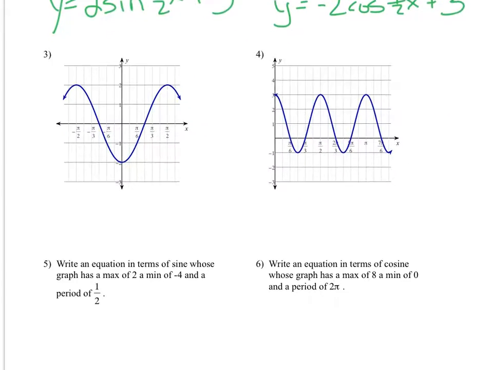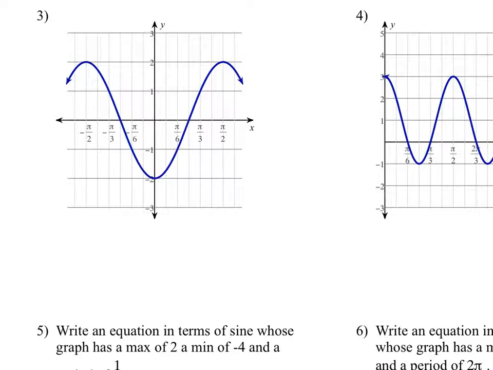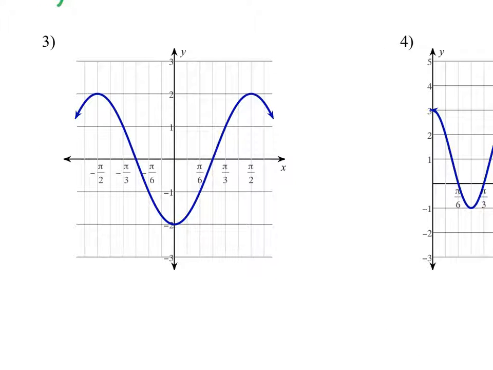Right, over here, number 3, we look at this. Find the midline. So 2 is the max, negative 2 is the min, so the midline is right on the x-axis, so our D would be 0. Our A is how high it goes from the midline, so that would be 2 again.